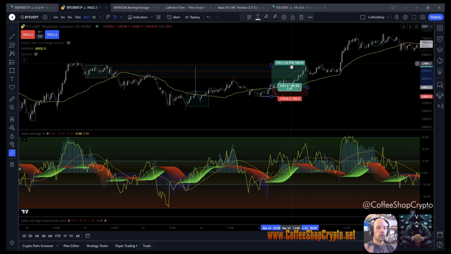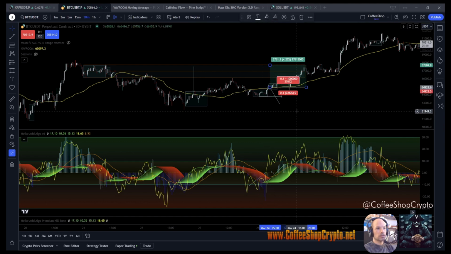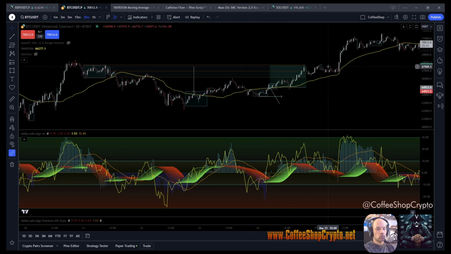Which is a 4.25% move, or in this case, it's almost a 1 to 2.5 risk reward ratio. As you start crossing through your entry, you can move your stop loss to break even, and then you just have a total reward on your chart.